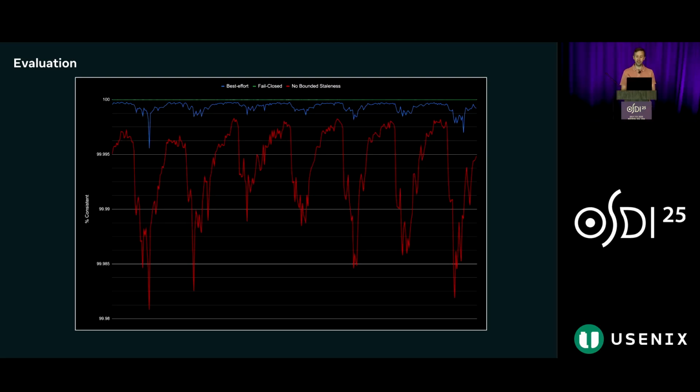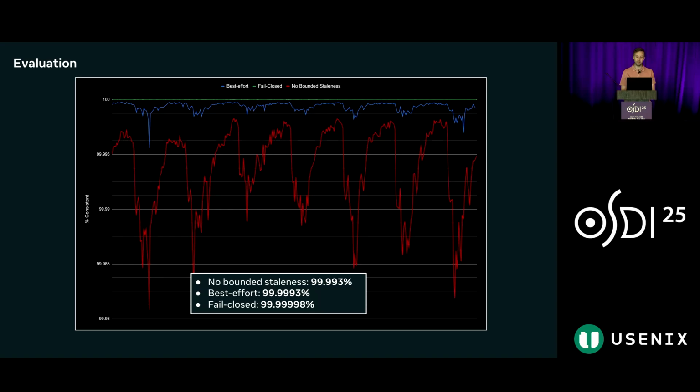Here, we see 2-second cache consistency as measured by the checker. While staleness fluctuates throughout the day, we see that by using Skybridge, consistency greatly improves. Without Skybridge, cache only provides about 4 nines of consistency. In best effort mode, consistency improves to 5 nines. In fail-close mode, it jumps to almost 7 nines. This is multiple orders of magnitude better than what caches provide by default.